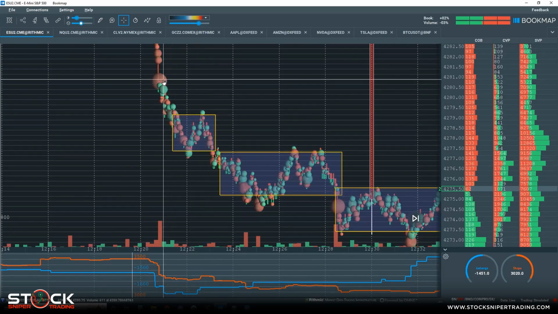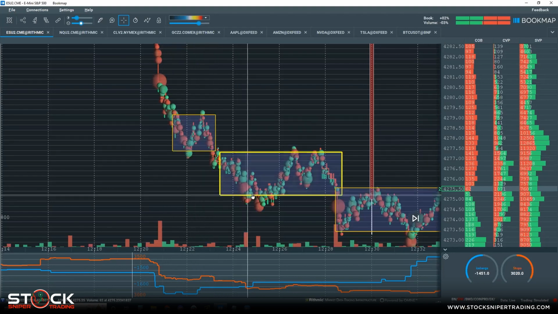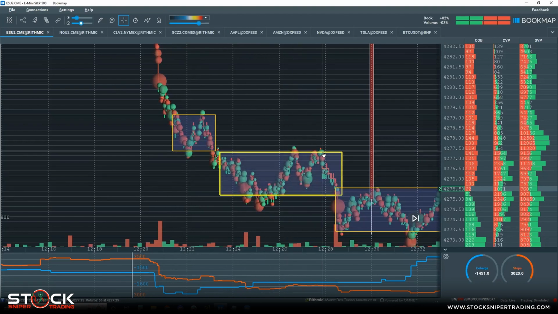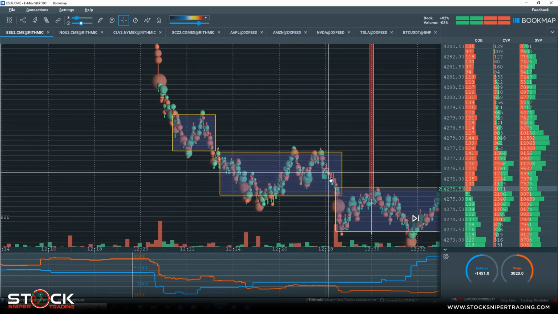Pullbacks are shallow. It didn't even come back to here. More sellers at lower lows. Buyers starting to come in a little bit. Buyers coming in a little bit. Also come back up here. Not too many up here. And then we kind of come down here.